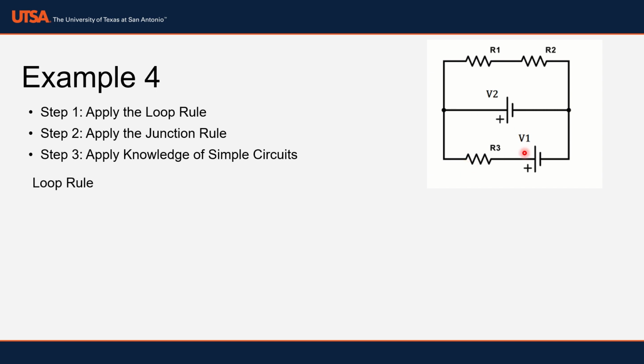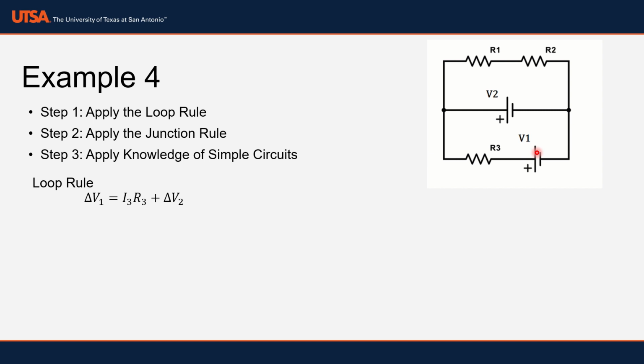For the loop rule, we could have the loop going this way. We could have the current going where you have I3 times R3. Then it could go this way plus your battery, your V2. So here's one of the equations: delta V1 is equal to I3R3 plus delta V2. This is this loop right here. Okay, so that's one loop.